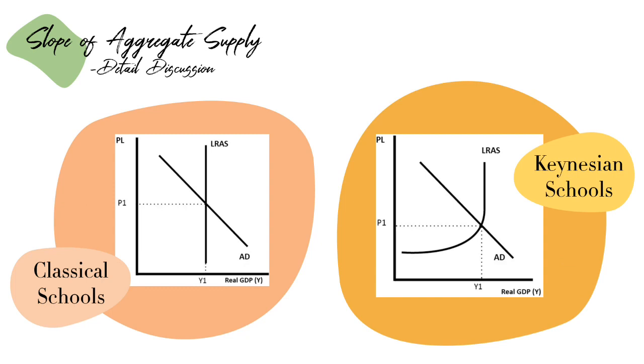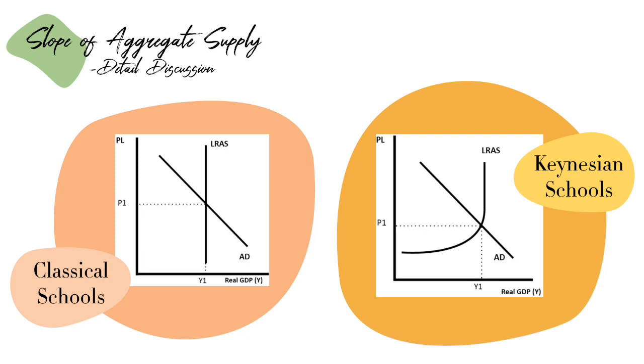Okay, the next detailed discussion is about the slope of long-run aggregate supply between classical schools and Keynesian schools. The classical view is that long-run aggregate supply is inelastic. The classical view suggests that real GDP is determined by supply-side factors: the level of investment, the level of capital, and the productivity of labor, etc. Classical economics suggests that in the long term, an increase in aggregate demand will just cause inflation and will not increase real GDP. But the Keynesian view of long-run aggregate supply is different.